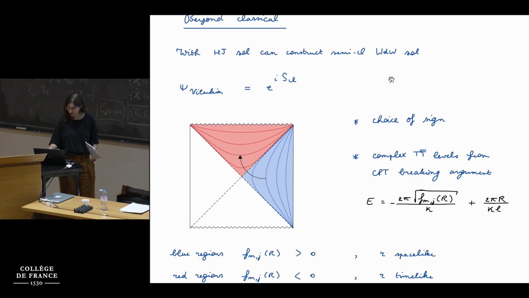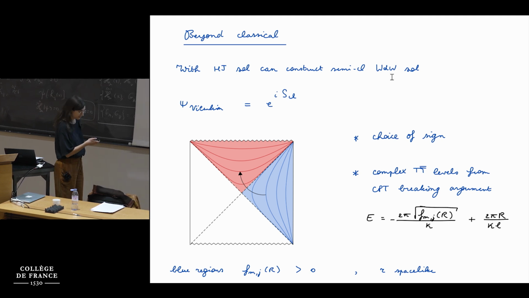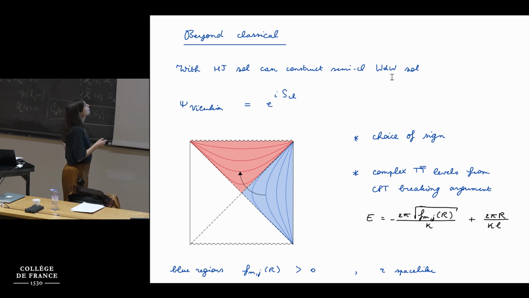Okay, so this is a classical solution. Now there's a very simple way to go beyond the classical discussion, which is to take our classical solution and exponentiate it, and this will give you a semi-classical Wheeler-DeWitt solution to the Wheeler-DeWitt equation. And in particular, the choice that we've made here is called the Vilenkin wave function solution to the Wheeler-DeWitt equation. And that's because we've chosen a definite sign here in the exponent.